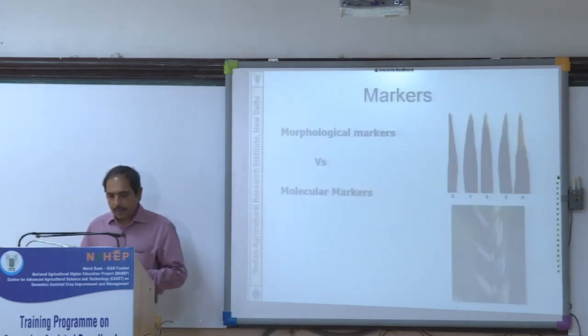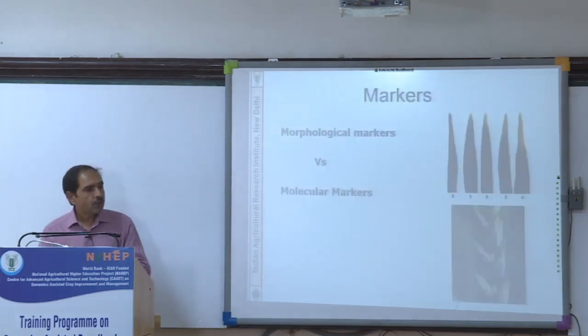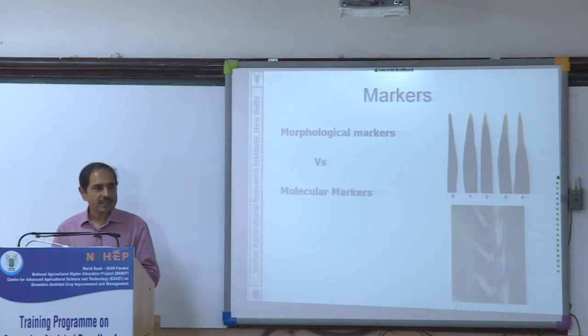So this is something about genes, and then very often we talk about molecular markers, but sometimes we have very good morphological markers also. If you see here, there is necrosis at the tip of the leaf. This is known as leaf tip necrosis.